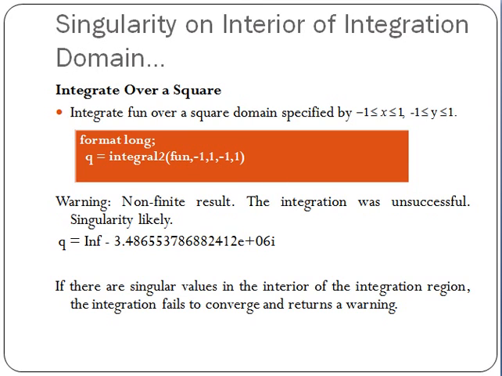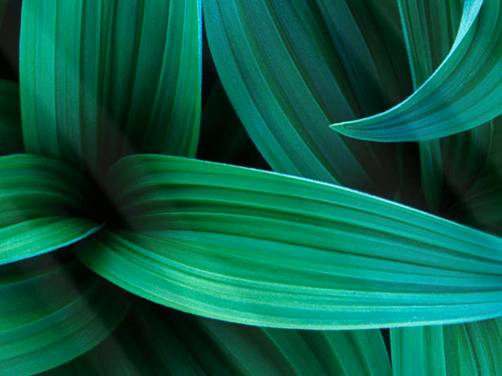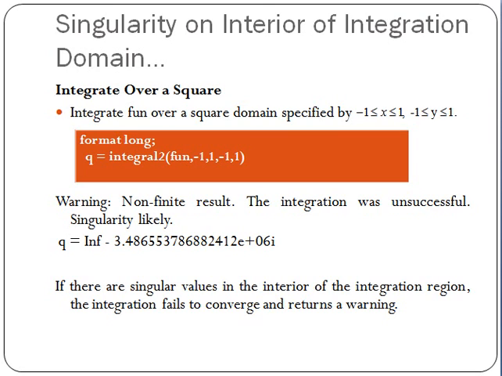Now we will integrate over the domain where x ranges from -1 to 1 and y from -1 to 1. For this we write the command format long and integral2 of the function and the ranges of x and y. But the output of this will be a non-finite result. So if there are singular values in the interior of the integration region, then the integration fails to converge and returns a NaN like this.